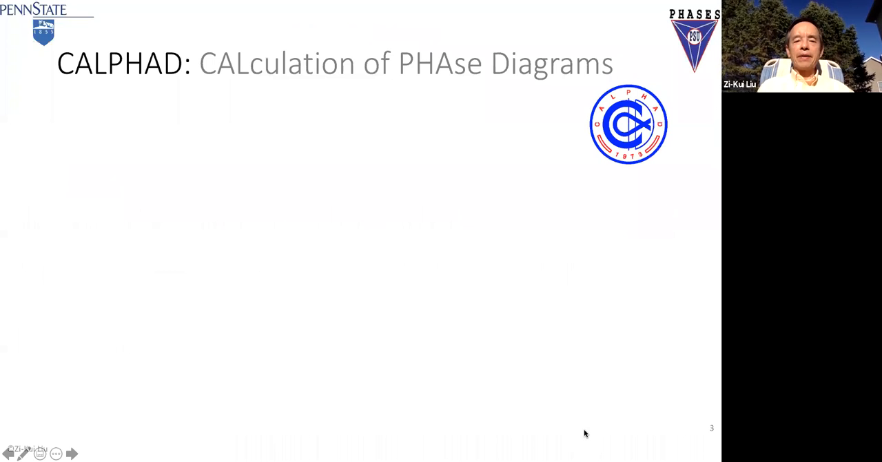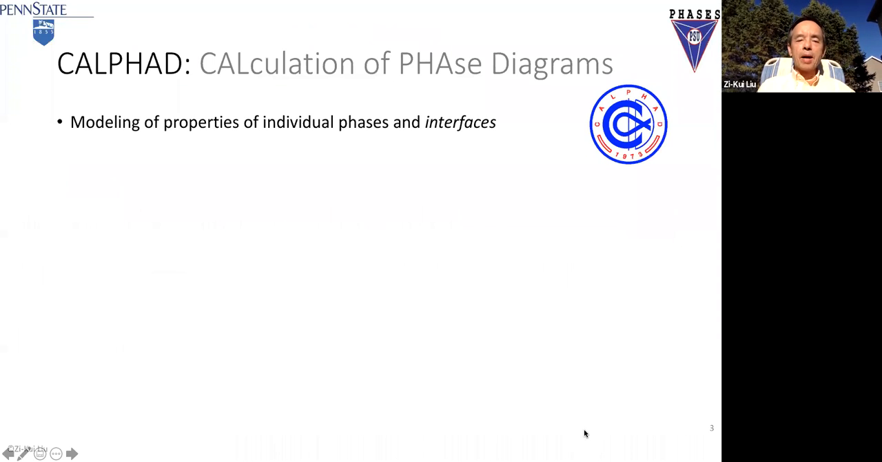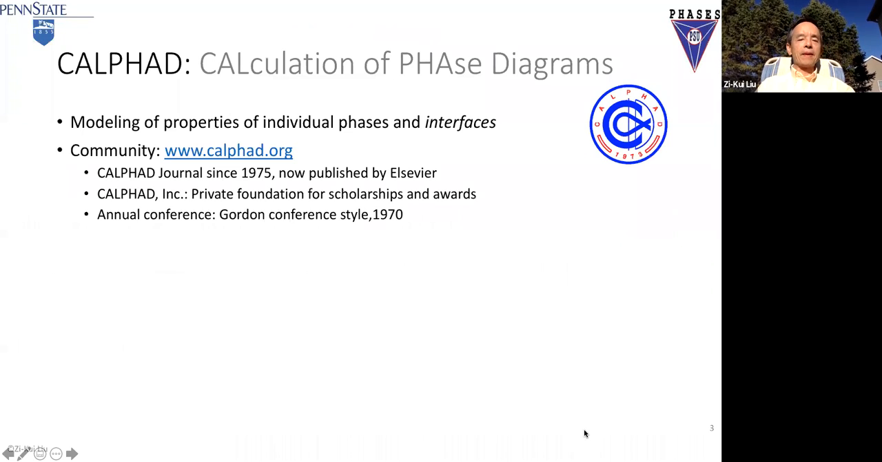So let's go back to CALPHAD. CALPHAD, again, stands for calculation of phase diagrams. So it's a modeling of properties of individual phases in a material and interfaces. So there's a community of CALPHAD. It has a website, calphad.org, and it has a journal called the CALPHAD Journal. The first issue was published in 1975. Now it's published by Elsevier.